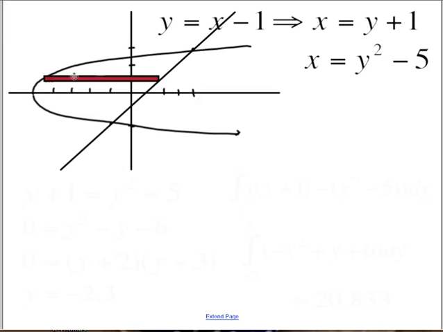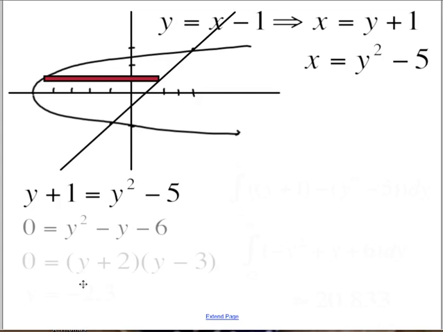So in solving for this, my horizontal rectangular slice, I have to rearrange the first linear function. It was a y equals, so just get x by itself now, add 1 to both sides, so now I get x equals y plus 1. My sleeping parabola is going to stay as x equals y squared minus 5. And so I'm going to set those equal to one another, get everything over to one side. When I solve for my y values, I get negative 2 to 3. So now my limits of integration go from negative 2 to 3.